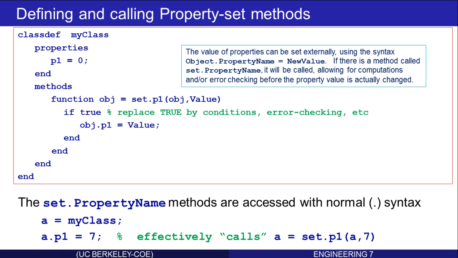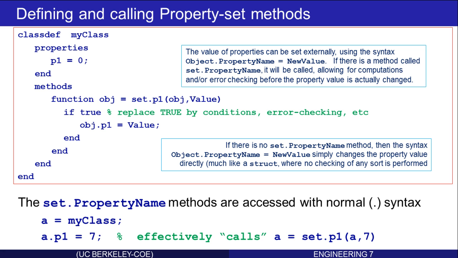So to summarize, the value of properties can be set externally using the syntax object.propertyName equals new value. If there's a method called set.propertyName, it will be called, allowing for error checking and any computations that need to be done before the property value is actually changed. Now, if there's no setPropertyName method, then the syntax simply changes the property value directly. We've seen that already, much like a struct, where no checking of any sort is performed. Let's enhance the class employee to a new class employeeA, where we'll control the ability to set property values.